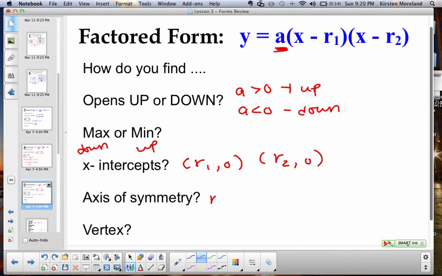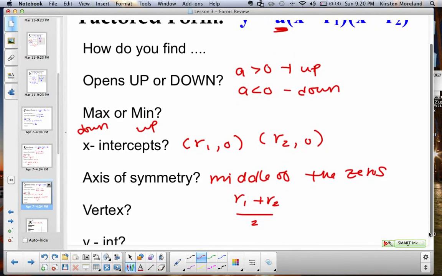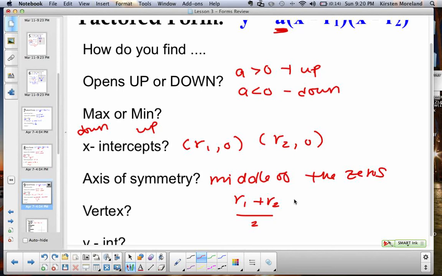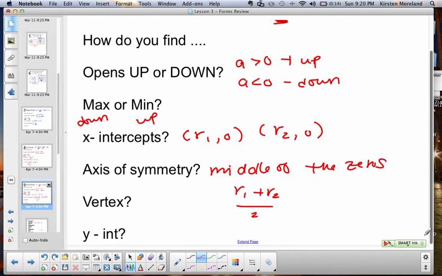The axis of symmetry is the middle of the zeros. And again, I do this graphically, but if you prefer an equation, it's R1 plus R2 divided by 2. It's root 1 plus root 2 divided by 2. Basically, if your zeros were at 3 and 1, you do 3 plus 1 divided by 2. To find the vertex, you find the axis of symmetry, which is the middle of the roots, and you plug in the axis of symmetry to find y.